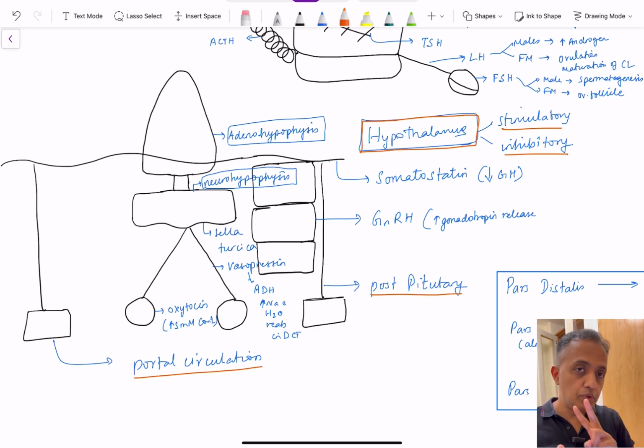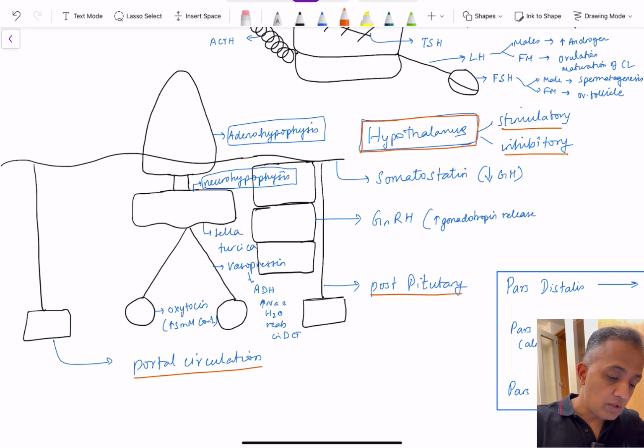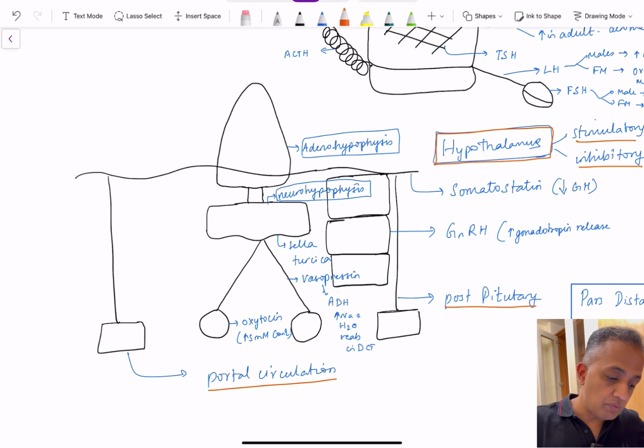So it produces two types of hormones. It can be the stimulatory hormone, which actually stimulates, as the name implies, the pituitary to secrete the hormones, or it can be an inhibitory hormone, which inhibits the secretion of the pituitary hormones. The examples given in NCERT are what you're going to remember with this table.